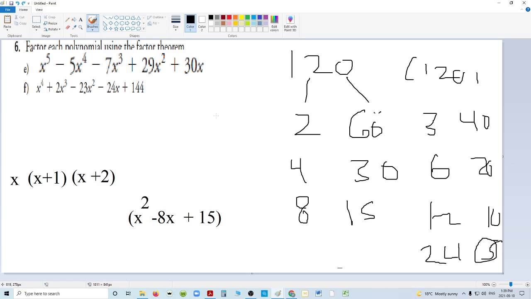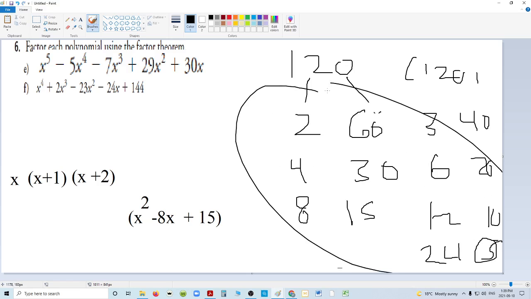Okay? I can't go back to 4, but now I can say 5, but I already figured out the 5. Do I have a 6? I already figured out the 6. Do I have a 7? 7 doesn't work. It goes in once and then has 50 left over. Do I have an 8? I already figured out an 8 here. Do I have a 9? No, 9 doesn't go in. I already figured out a 10. So you can see you can figure out a lot of factors with this process.